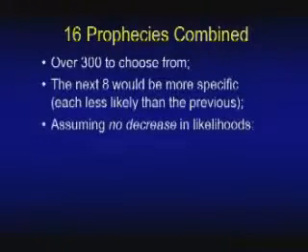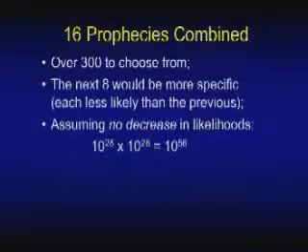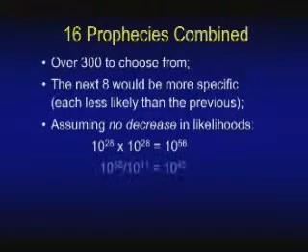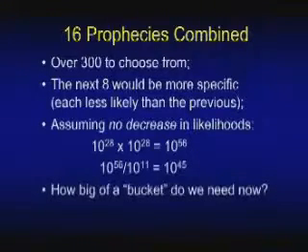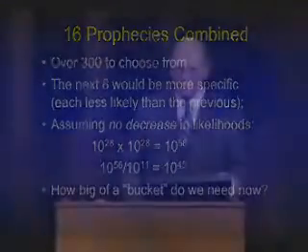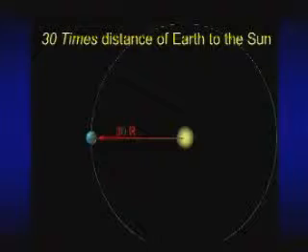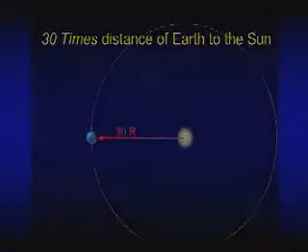Assuming no decrease in likelihoods, I have 10 to the 28th times 10 to the 28th, that's 10 to the 56th, and again I've got to divide by 10 to the 11th. So now I have 10 to the 45th to deal with. How do I get a silver dollar? What kind of a bucket do I need now? Well, it turns out that I need to build a ball of silver dollars that's 30 times the distance from the earth to the sun. And that will give me 10 to the 45th silver dollars. I'm just trying to get across how huge, absurdly huge, these probabilities have become so far.